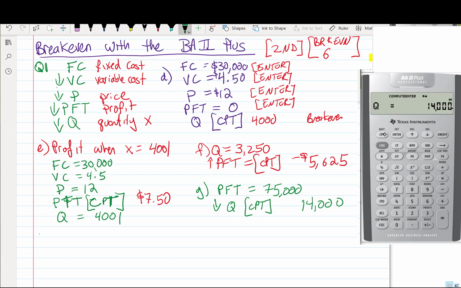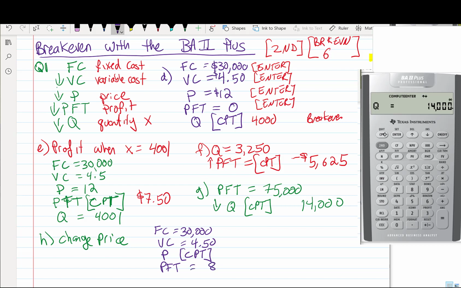Finally, we're going to go to that hard question at the end, and this is changing the price. So in this case, I'm going to start from the beginning. My fixed cost stays the same at $30,000. My variable cost stays the same at $4.50. My price is what we're going to compute here. The profit, well, the question says we want to make $82,000 when we sell 16,000 cases, all of our cases.